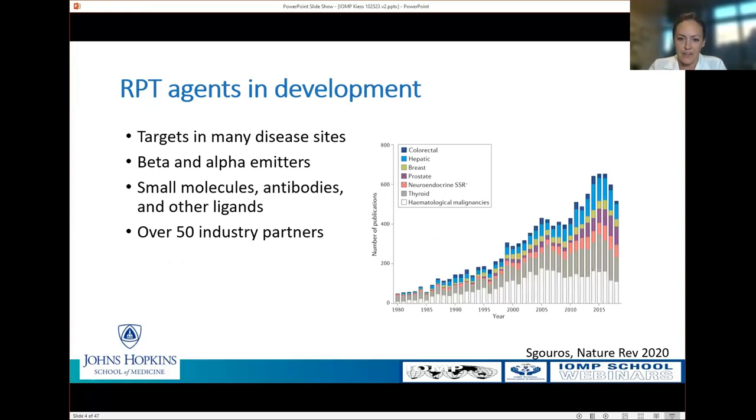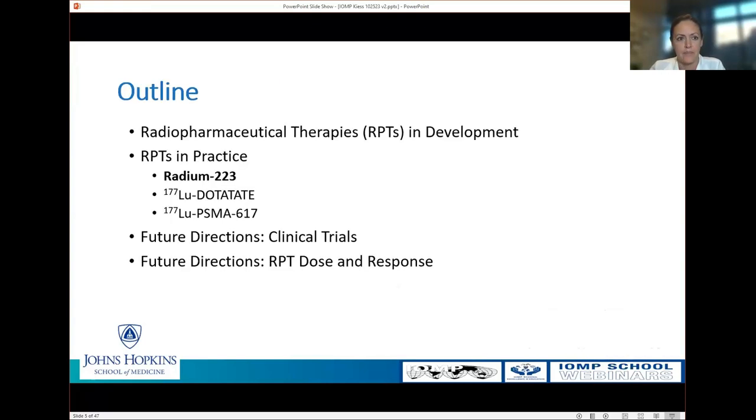This is a wonderful review article from Dr. Sgouros and others that came out in 2020, showing the increase in number of publications per year on PubMed on radiopharmaceutical therapies over the past 40 years, and really highlights that there are agents in development for many disease sites, not just prostate and neuroendocrine cancer, but also breast, hepatic, colorectal, and other solid tumor types. This includes beta and alpha emitters and many different types of ligands from small molecules up to antibodies. And many agents are currently in commercial development. There's actually over 50 industry partners developing radiopharmaceutical therapy agents now.